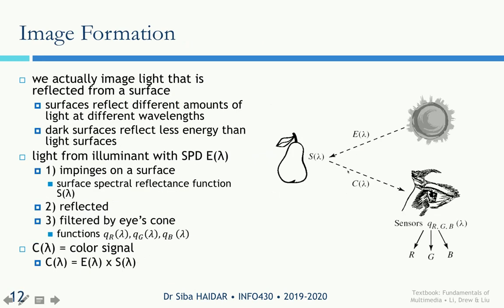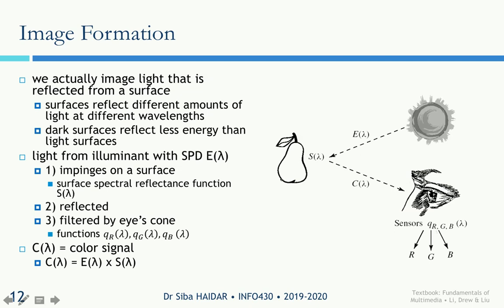And we continue to image formation to say that we actually image light that is reflected from a surface. So here is an eye, here is the light, suppose the sun, and here the pear. What is going on here in the schema?